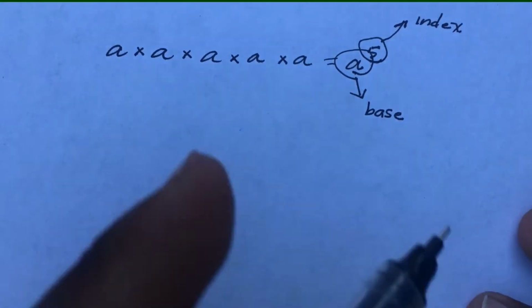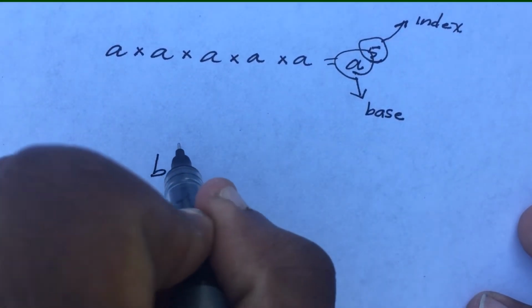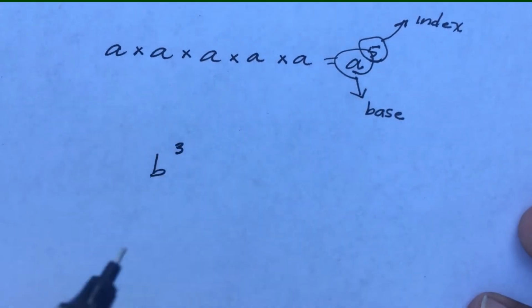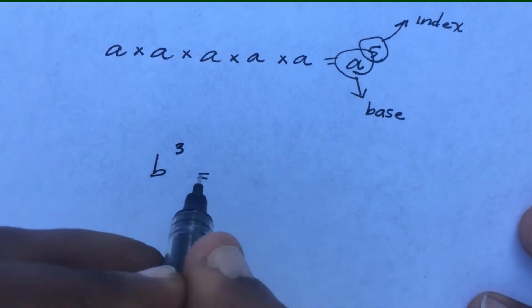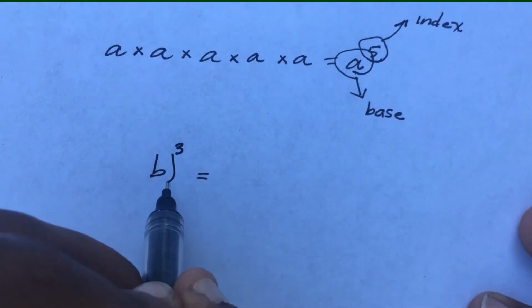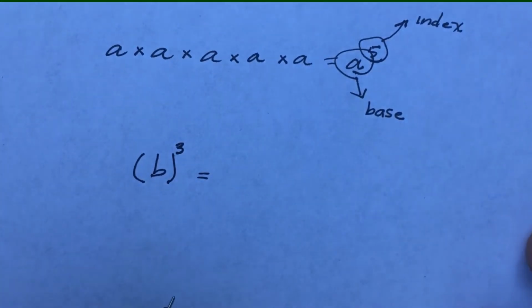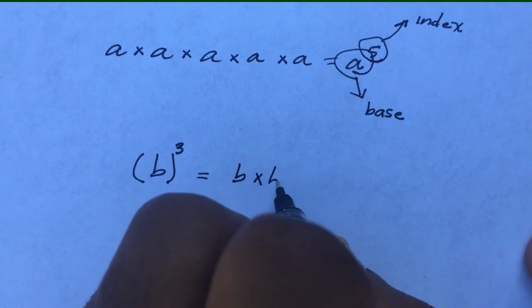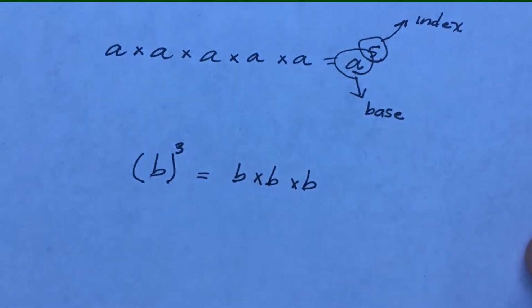So for instance, if we had b raised to the 3rd power, b would have been our base, 3 would have been our index. And this is just telling us that we have b being multiplied by itself 3 times, or we have 3 copies of b being multiplied. So I'm going to have b times b times b.